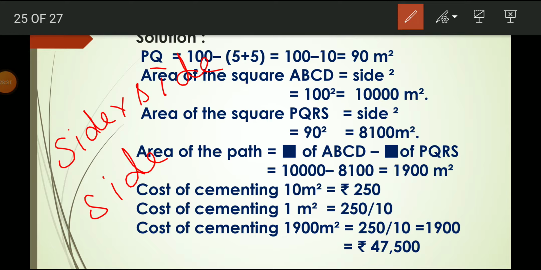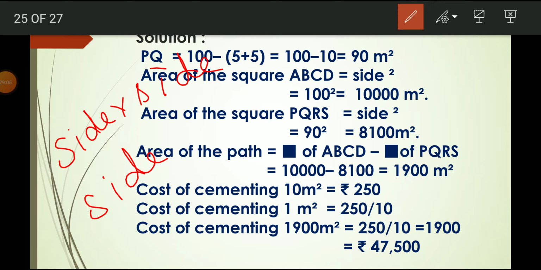So the area of the square PQRS, the small square, is side into side, and the side value is 90. 100 minus 10 is equal to 90. So 90 squared is 8,100 meter square. Now we find the area of the path, which is the area of the square ABCD minus the area of the square PQRS. So 10,000 minus 8,100 gives 1,900 meter square.